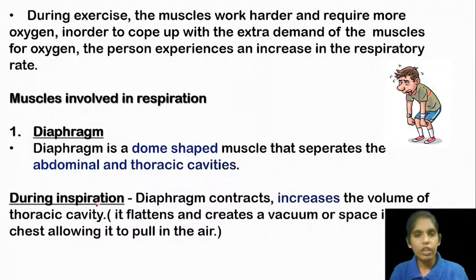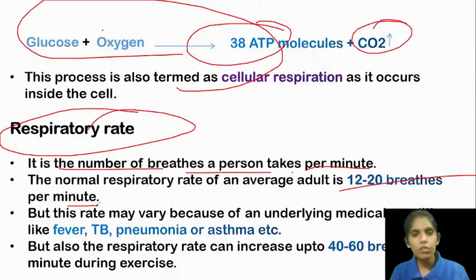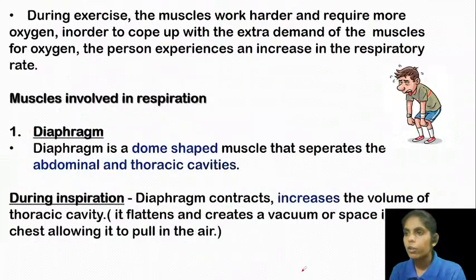So when a person is exercising, he will observe a change in his breathing rate, and the breathing can go up to 40 to 60 breaths per minute in case of exercise. And let us know the different muscles involved in respiration.